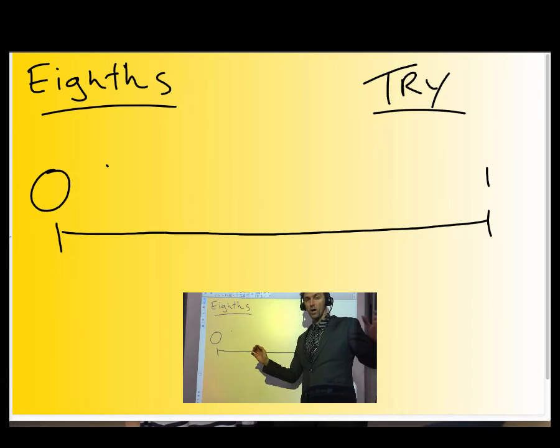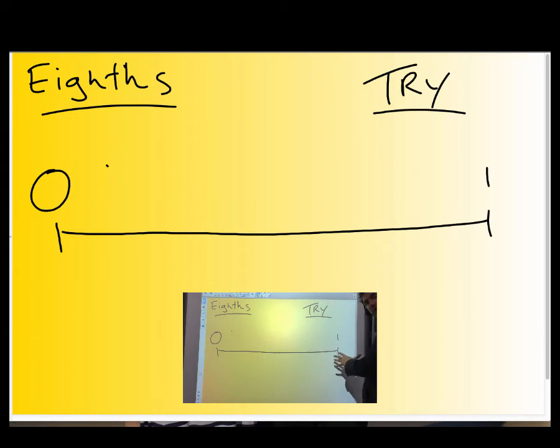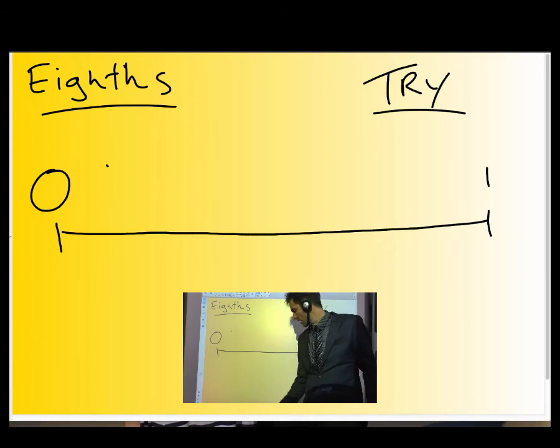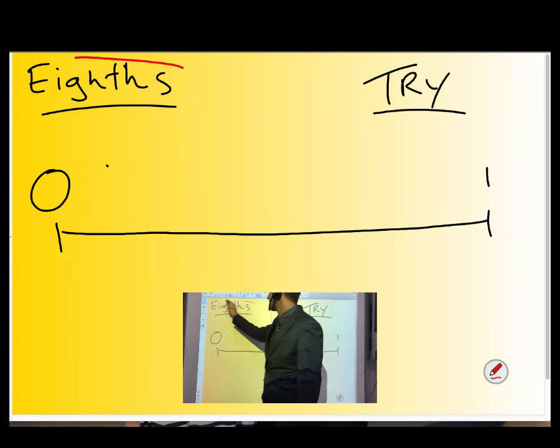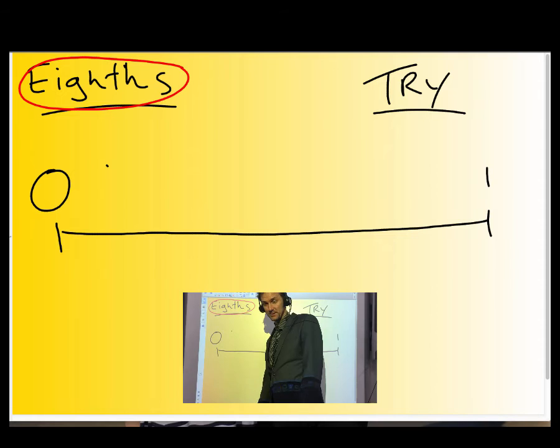Time for you to try it all by yourself. Here is 0. Here is 1. Break this number line up into eighths. I want to see 1/8, 2/8, 3/8. Go on, have a go. Let's see how you went. Pause me and do it.